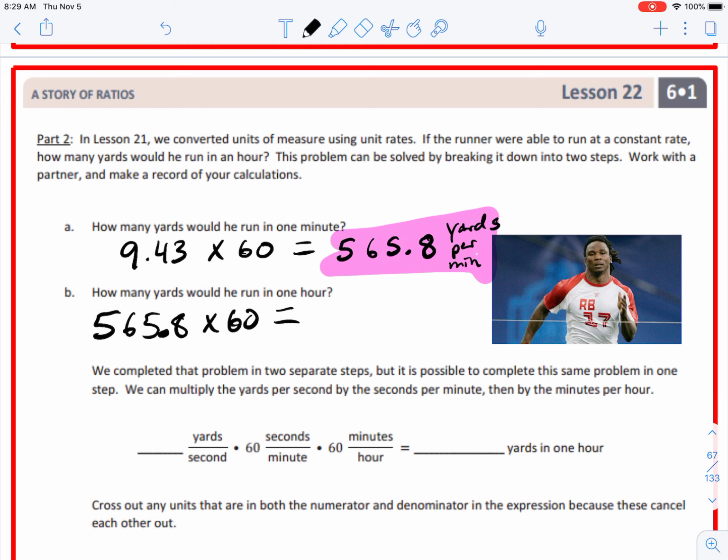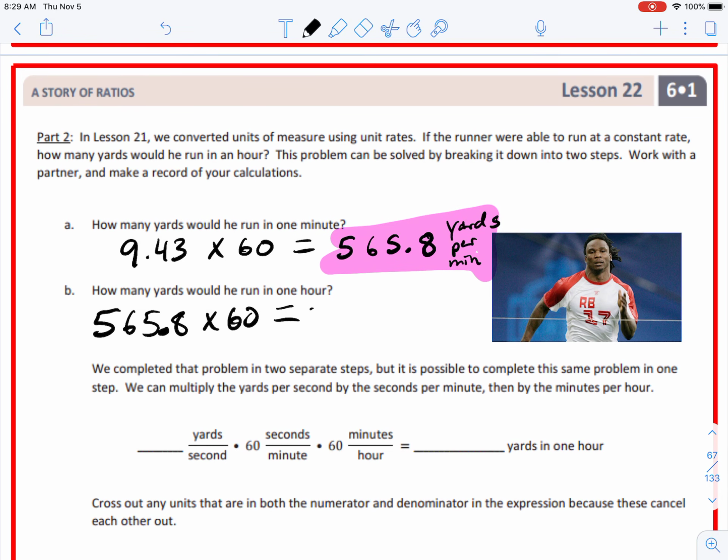Pause the video yet again. You should have paused the video, and we should have gotten 33,948 yards per hour. So if he stays at that same constant speed he ran that 40-yard dash at, he would run 33,948 yards per hour. Pretty fast.